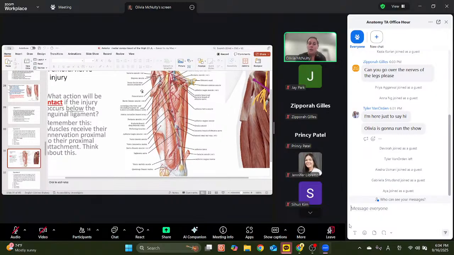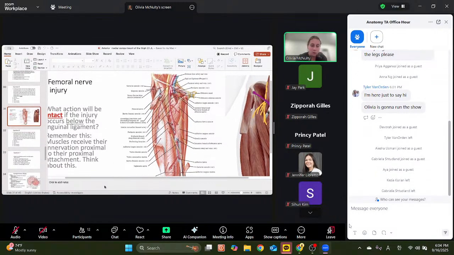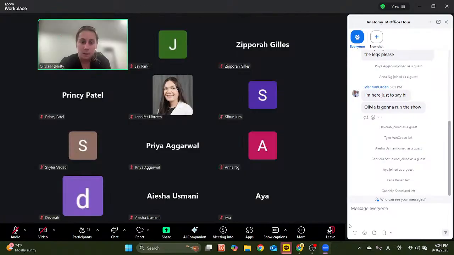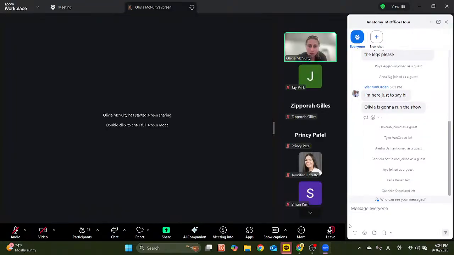Then, let me open up another PowerPoint. We have the posterior compartment. And when we think about the posterior compartment, we're going to have a couple more things going on here. So let me share this PowerPoint.